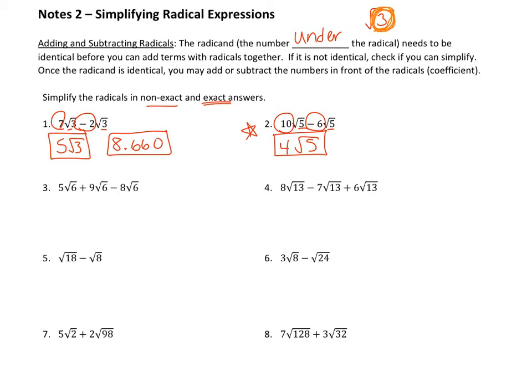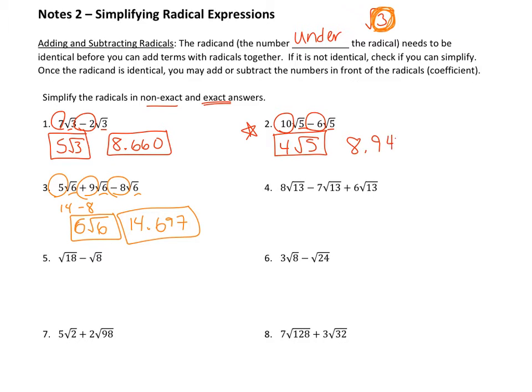On number 3, again, all of them are the same, so all we have to do is combine the coefficients together. So 5 plus 9 is a 14, but then we have to subtract 8 from that, so that gives us a 6, and the square root of 6 will still be there. And our non-exact answer then is 14.697. And I realize I never did that on number 2. So our non-exact answer up here should be 8.944.